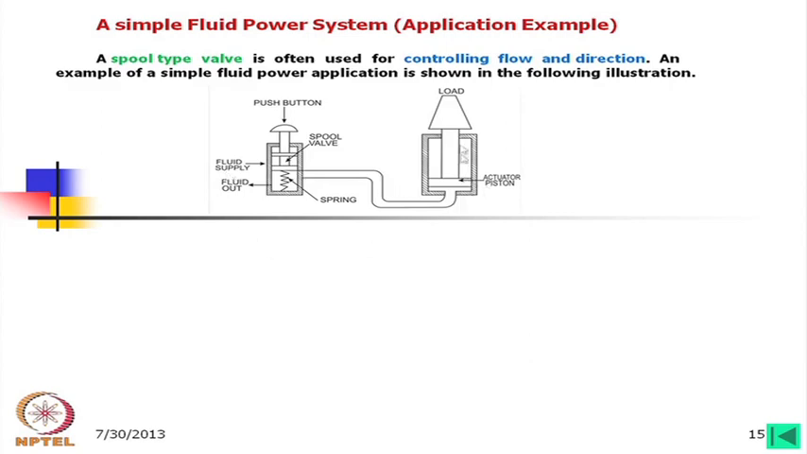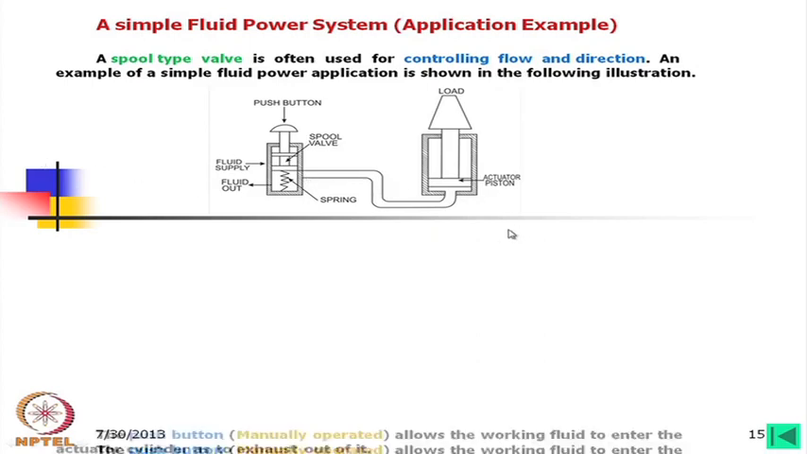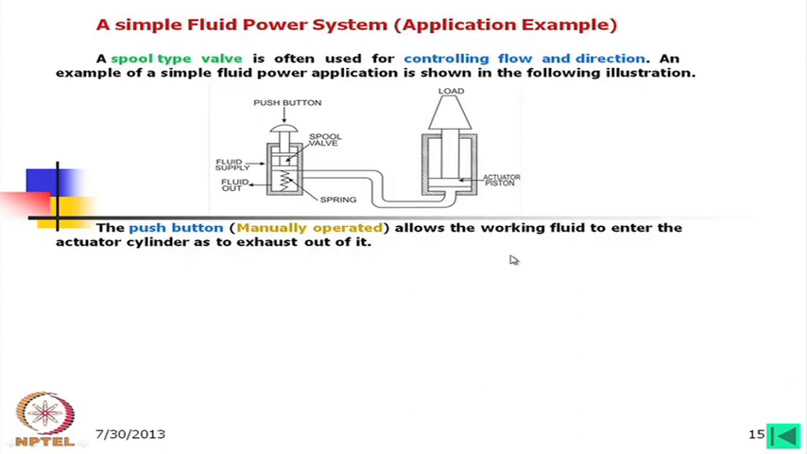What is there? We find a load is being lifted and there is a valve. This valve is a simple push button type. Now, fluid supply is here. Now, if we push down, then this fluid will go to the system. Now, if we again remove the pressure on the push button, then this fluid will go out. Which I have already described.